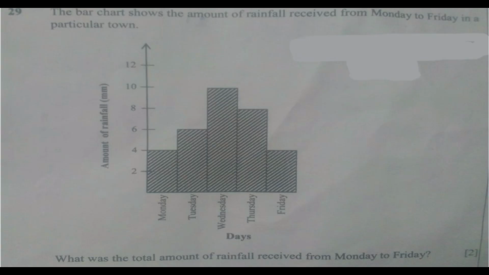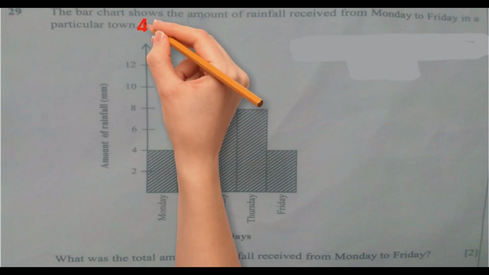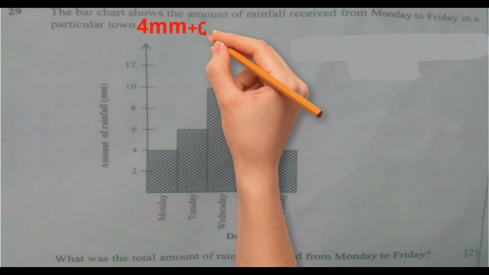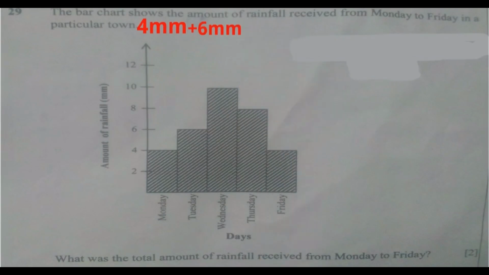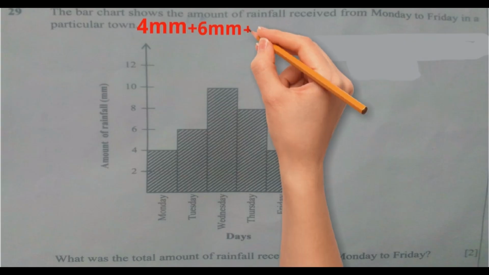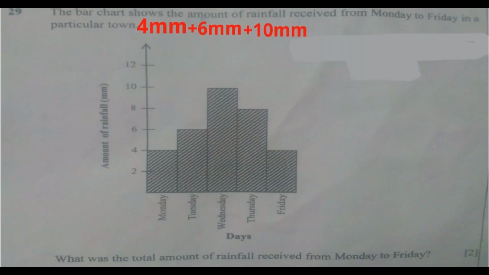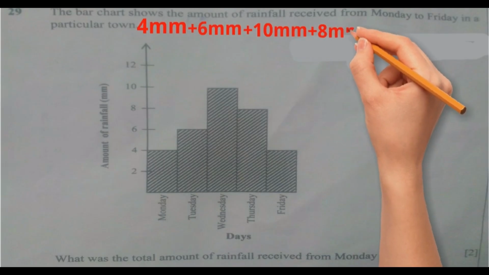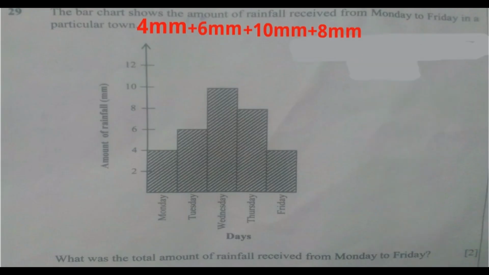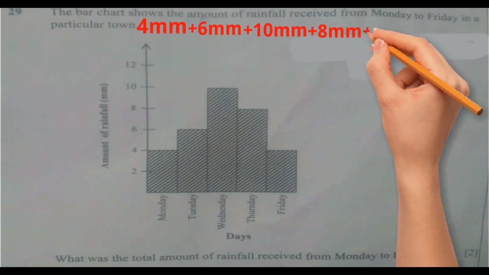The amount of rainfall received on Monday was 4, so it will be 4, plus on Tuesday it was 6, plus then we say on Wednesday it was 10, we write 10 here, plus on Thursday it was 8, we write 8, plus then on Friday it was 4.